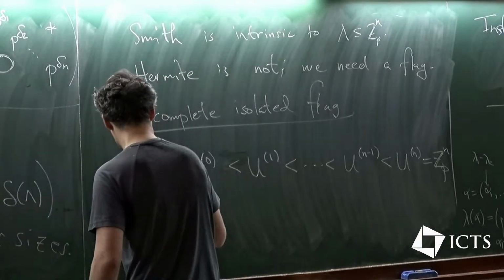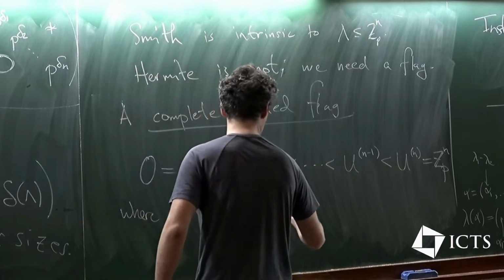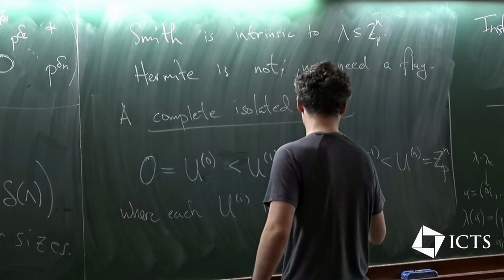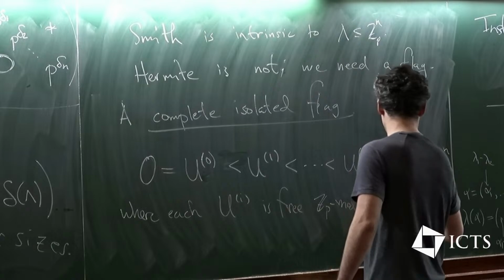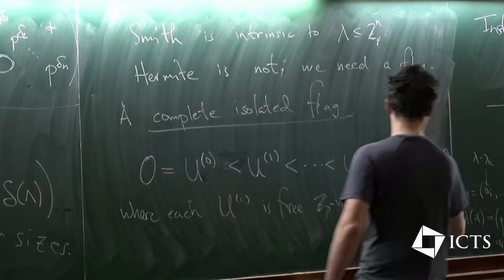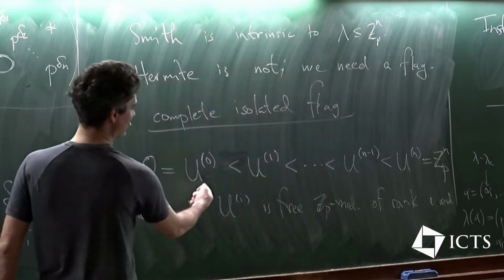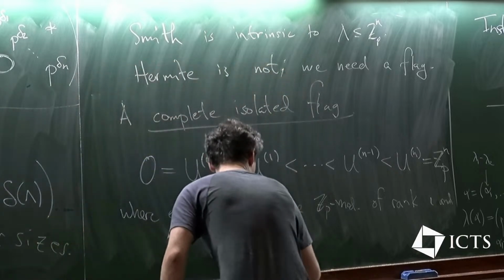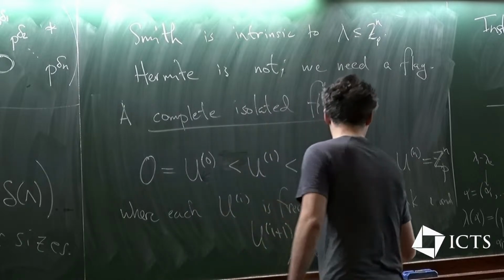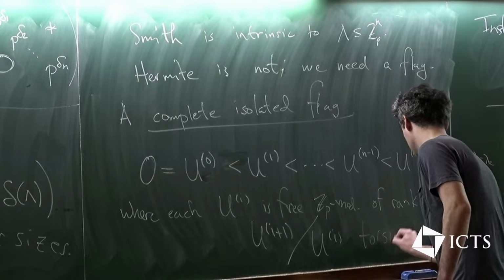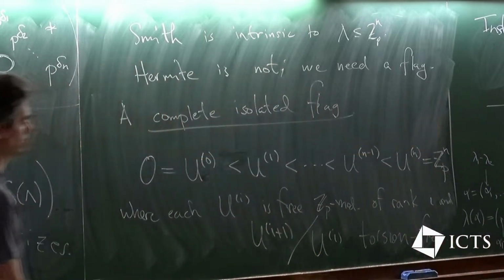where each U^i is free. It's a free Z_p module of rank i, and the consecutive quotients U^{i+1} mod U^i are torsion free. Okay, it's torsion free.